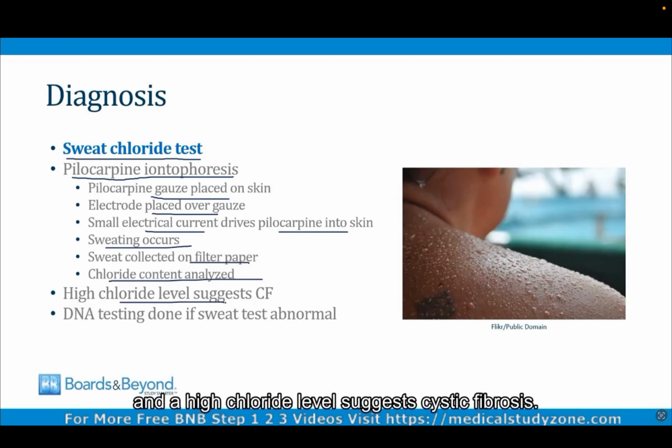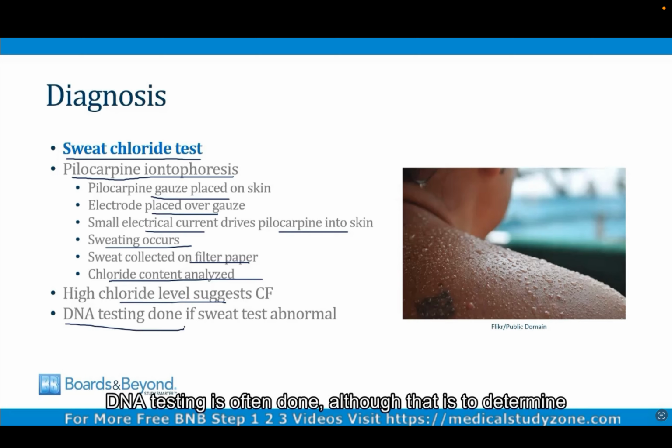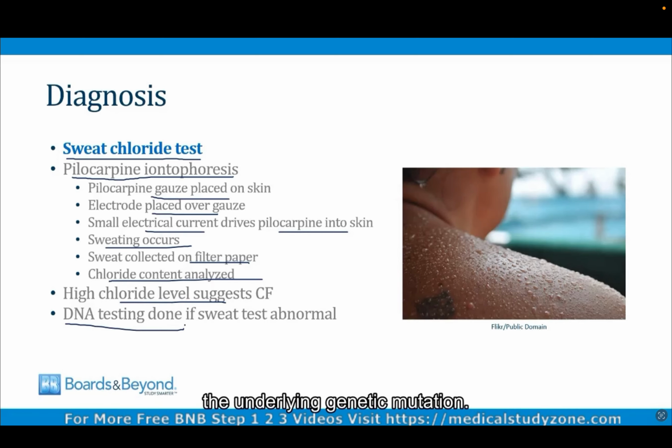And a high chloride level suggests cystic fibrosis. And if the level is sufficiently high, this is enough evidence to make the diagnosis of cystic fibrosis. DNA testing is often done, although that is to determine the underlying genetic mutation. The sweat chloride test itself proves the diagnosis of cystic fibrosis.